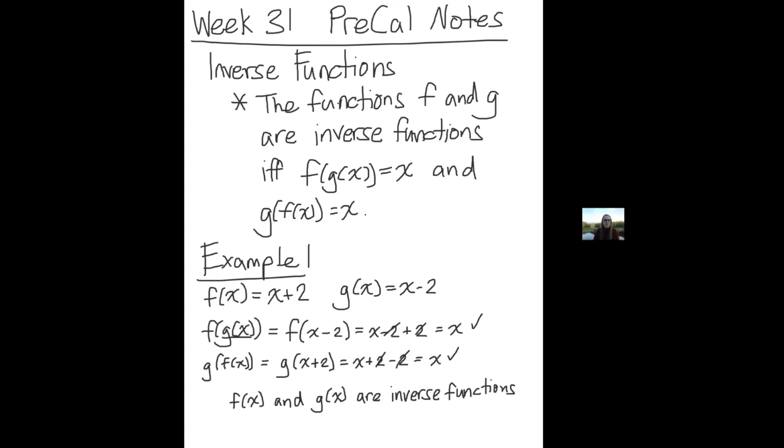Okay, so that's example 1. So when you're asked if two functions are inverses of each other, these are the two things that you have to check: the composition of functions f of g and g of f, and make sure that both of those things will simplify to be just x. If either one of them did not equal x, then f and g would not be inverse functions.